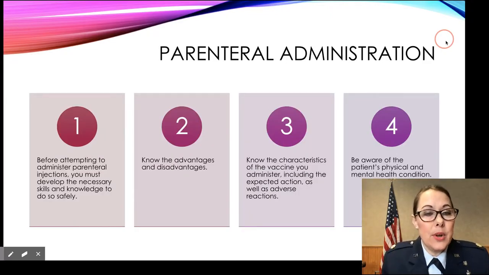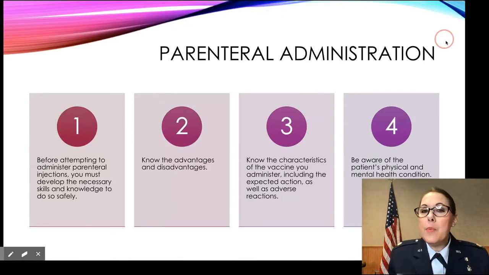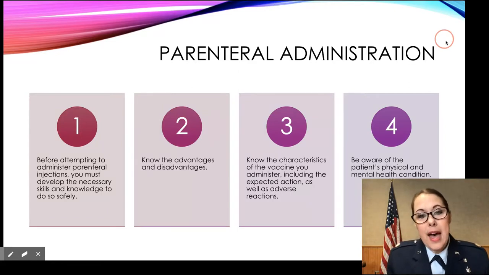Before attempting to administer parenteral injections, you must develop the necessary skills. So we're having you watch this training video. Hopefully we'll give you a lot of background information, and then we're going to give you some time at the base to work with the mannequin and practice your skills, and we'll sign you off on that as well.